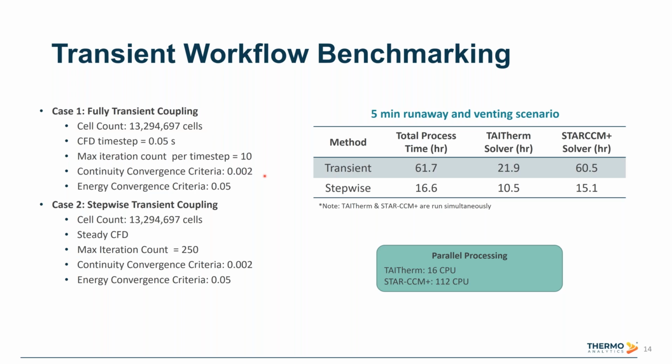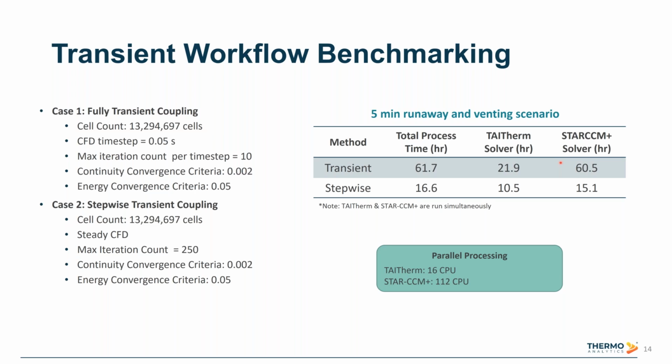We're comparing the fully transient and stepwise transient coupling schemes for our demo models. So this is for a 5-minute runaway and venting scenario. You can see the fully transient coupling took about 2.5 days, and the stepwise, somewhere between 16 and 17 hours. Okay, dissecting this a little bit further, you can see that the CFD solve is generally the bottleneck here. And that's why we can get so much value from our stepwise approach, simplifying the coupling with steady CFD instances.